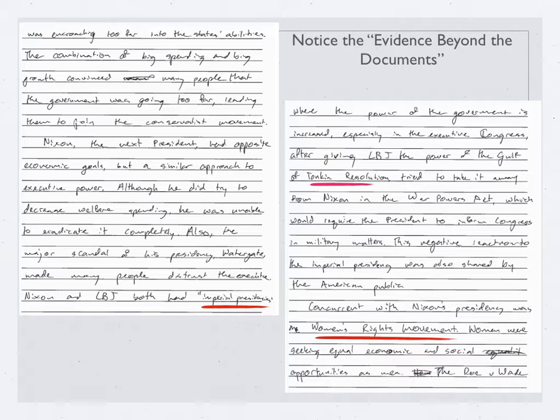Nixon and LBJ both had imperial presidencies. The power of the government is increasing, especially in the executive over Congress. The Gulf of Tonkin Resolution is an example of an extension of power of the president. And then the War Powers Act is also mentioned. So this student's doing a really good job of providing that outside information. And also then the student brings in the women's rights movement to transition to talking about other issues going on at the same time that will relate to one of the other documents.